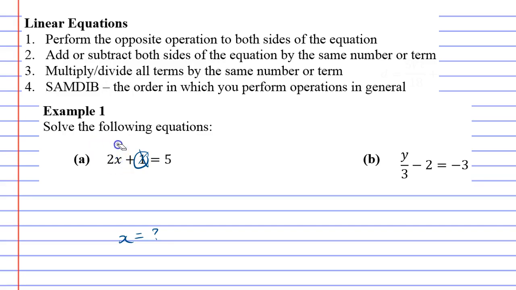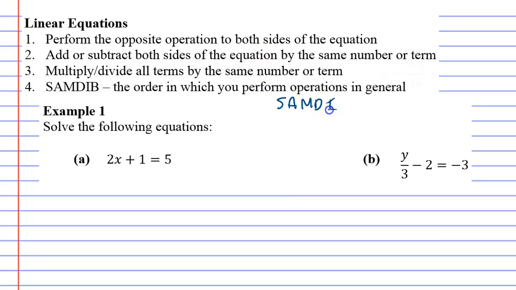Alright, so I'm just going to rub this out. It's going to get in the way otherwise. Okay, so how do we do that? Well, first of all, I think what will be important is we talk about step 4, because step 4 tells us the order of how you do things. You want to get rid of the 2 and the 1. Which one are you going to get rid of first? And SAMDIB stands for something that we all know.